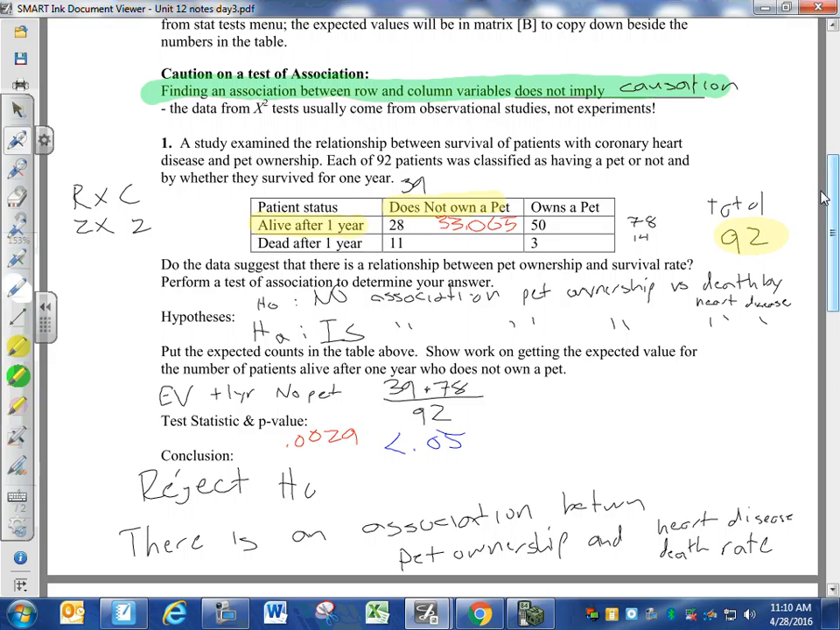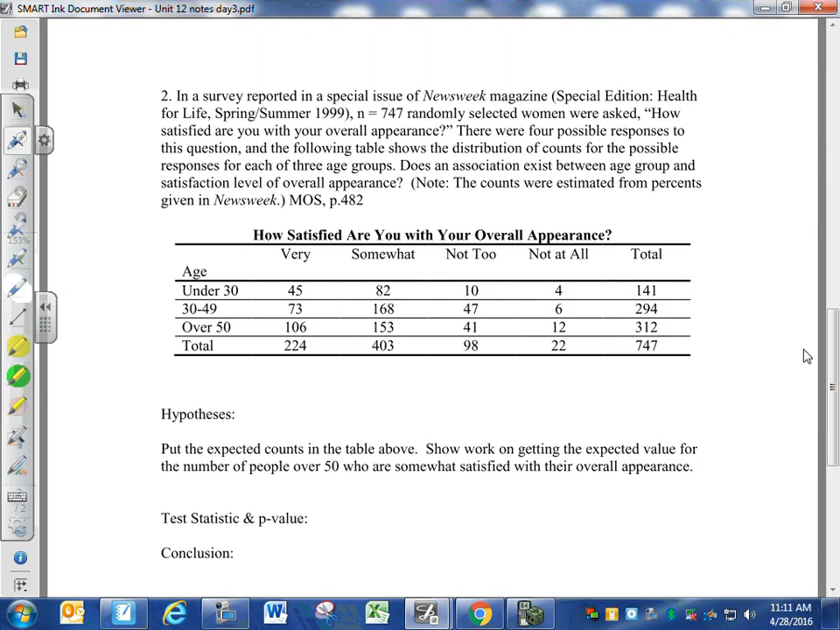Okay. Well, let's see if there's an association between age and how you feel about your appearance. Now, what they provided for you was these total columns. Well, that's adding our rows and adding our columns. When we enter in our data, we don't want the total columns. They're just to help us find specific expected values if we wanted to find them by hand. Do we want to find them by hand? No, our calculator will do it for us.